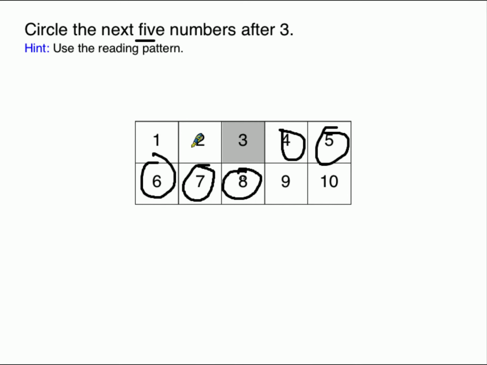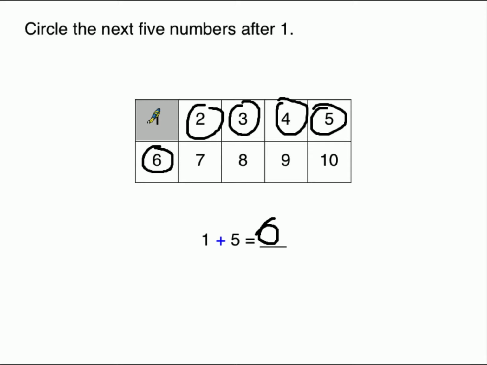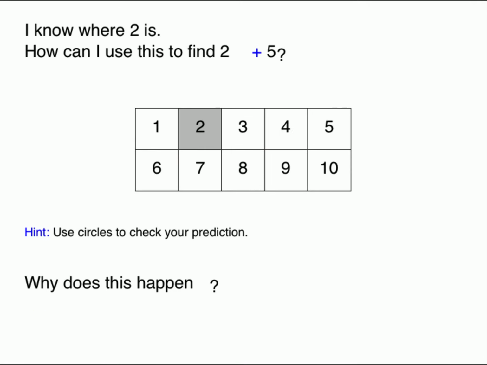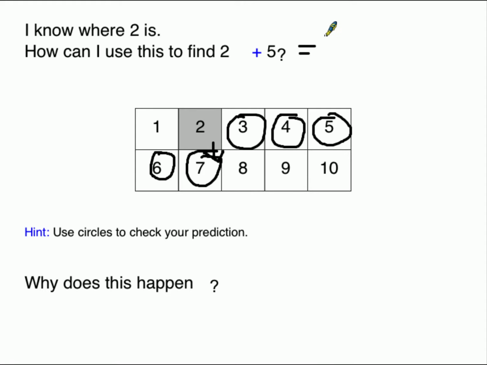5 more than 3 is 8. 5 more than 1 is 6. 5 more than 4 is 9. 5 more than 2 is, well, if the pattern is the same, it should be right underneath. Let's find out. 5 more than 2. 1, 2, 3, 4, 5. It did work. 5 more than 2 is 7.